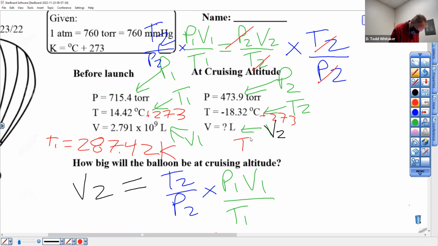T2. 273 minus 18. Well, I got a 3 minus an 8 is a 5. Yeah, I don't know. I want you to do it for me. That's what I want to hear. 254.68. Now we can plug and play, can't we? T2 was 254.68.